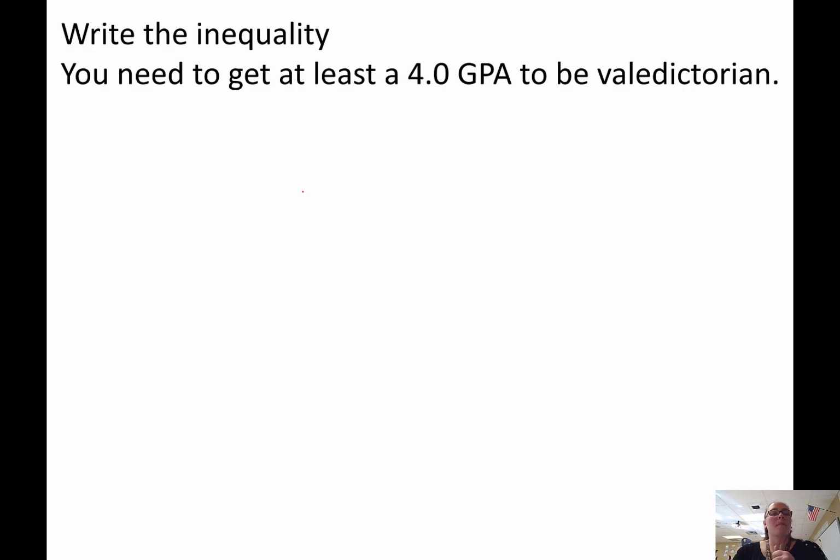All right. You need to get at least a 4.0 GPA to be valedictorian. So at least, right? That's the smallest amount I need to get. Could be more, but that is the smallest amount. So that means it's a greater than. So G, just for GPA, has to be greater than 4.0.